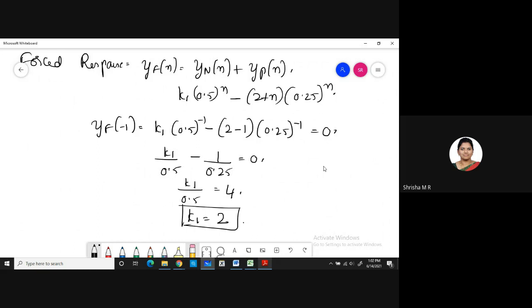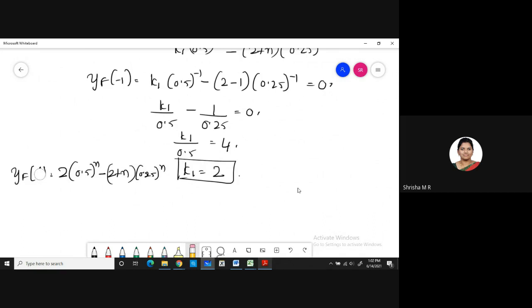Okay, this is your forced response. That is yf of n is 2 into 0.5 to the power of n minus 2 plus n into 0.25 to the power of n. This is your forced response. Now total response, you add it, forced and natural. Sorry, this is yf of n. I am sorry. It is yf of n.